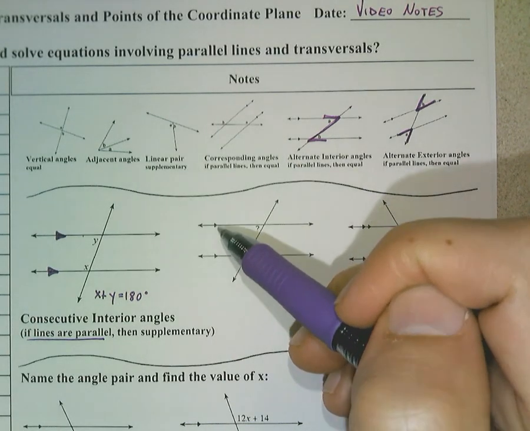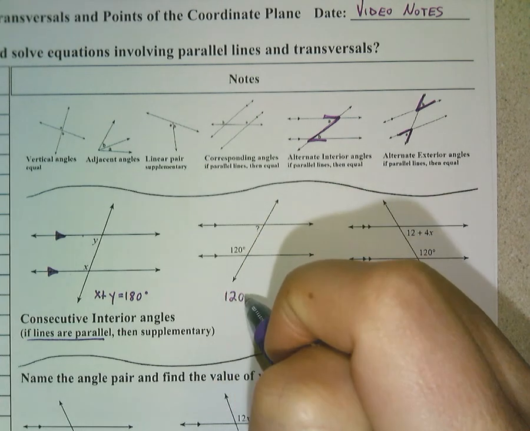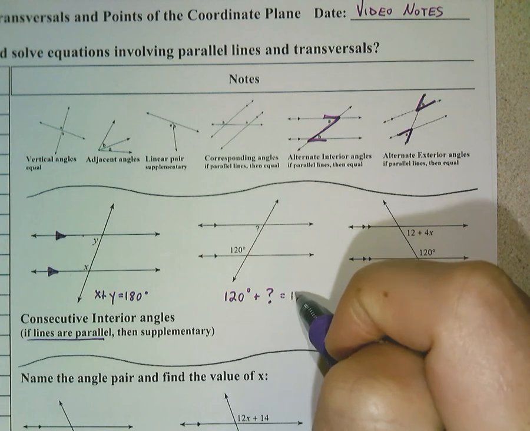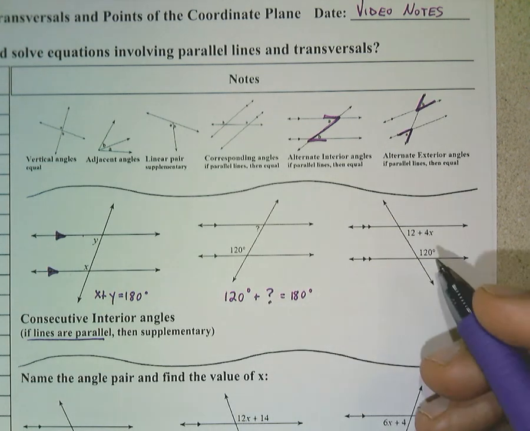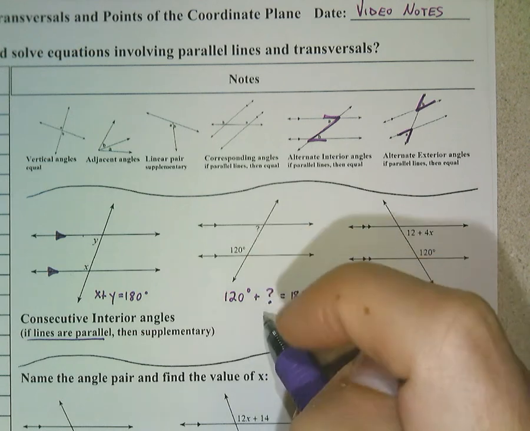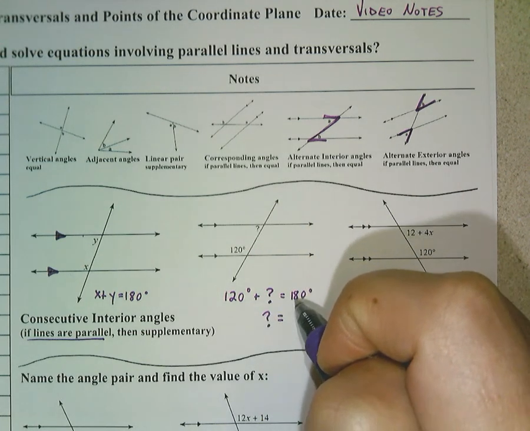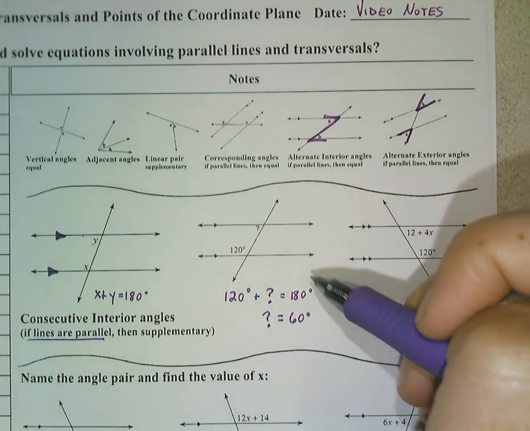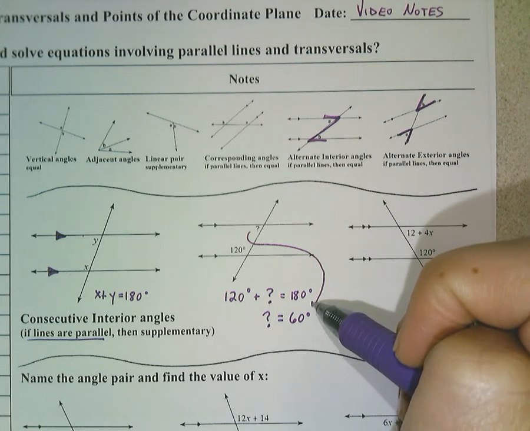In the first case, these two lines are parallel, so 120 degrees plus our unknown is equal to 180 degrees. These two angles are supplementary. So if we subtract 120 from both sides, we find that our unknown angle is 180 minus 120, 60 degrees. So this angle right here is 60 degrees.